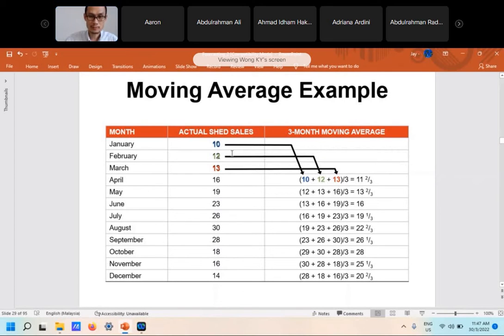Similarly, you can repeat this process. Let's say now you're at the end of April. You already know the actual sales for April and you want to forecast for May. What is the sales for May using a 3-month moving average? You calculate the average demand of the latest 3 months. So to forecast the demand for May, you use 16, which is the actual demand in April, plus 13, which is the actual demand in March, plus 12, which is the actual demand in February. Total up, divide by 3, and you get 13 point something. So this is the forecast value for May.